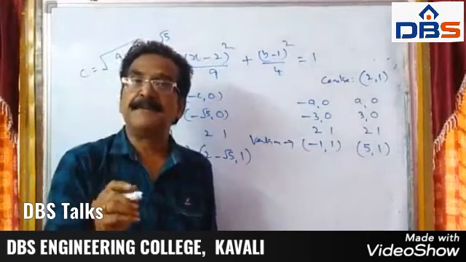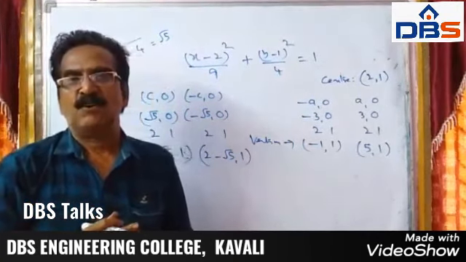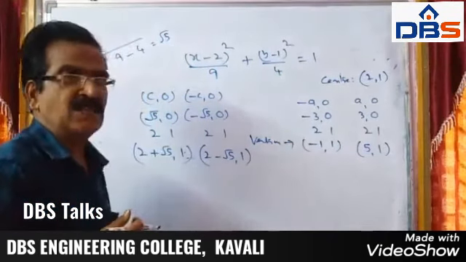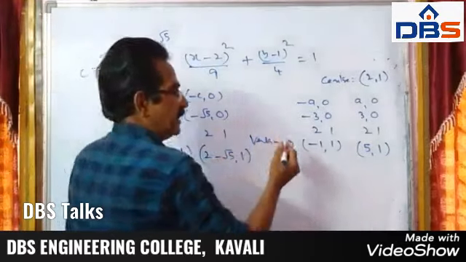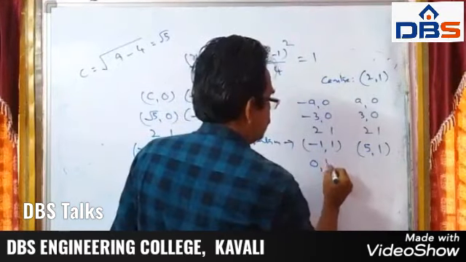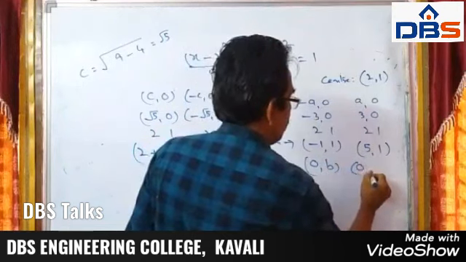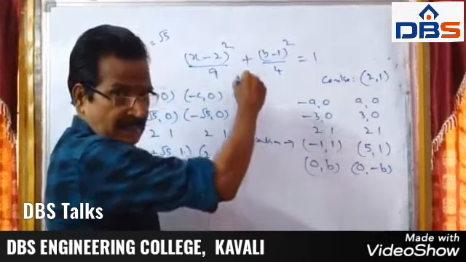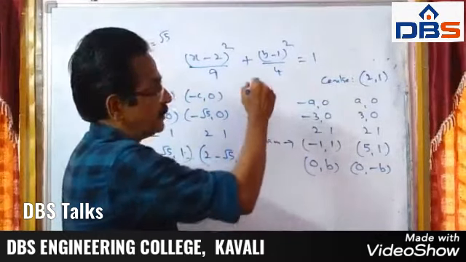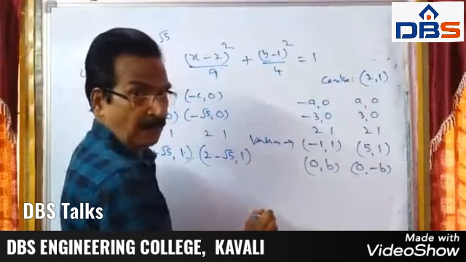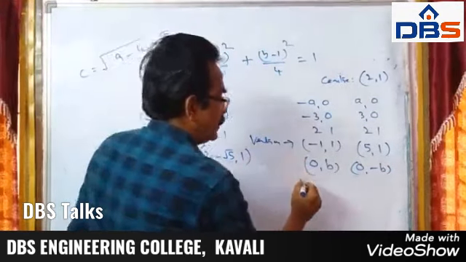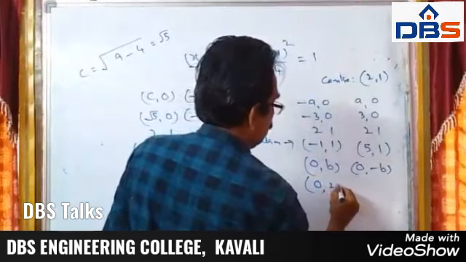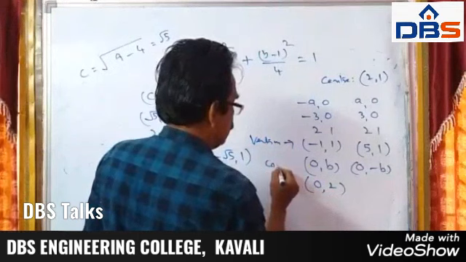Co-vertices are the endpoints of the minor axis. Minor axis coordinates we know, friends: (0, b) and (0, minus b). So (0, b), what is b, friends? (0, 2). These are co-vertices, friends.